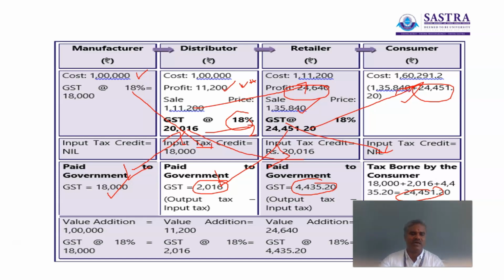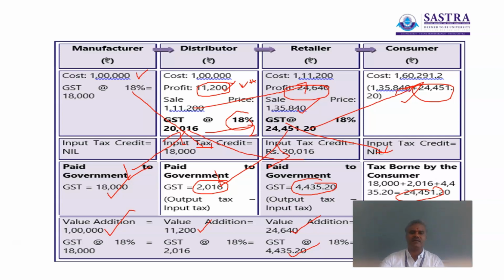You see, the value addition is 1 lakh here. Here 12,000. You apply 18%. This is the tax you collect. Here 26,000, 4,640 is the value addition. You collect 18%. So you see, at every stage you have to collect tax only for the value addition.